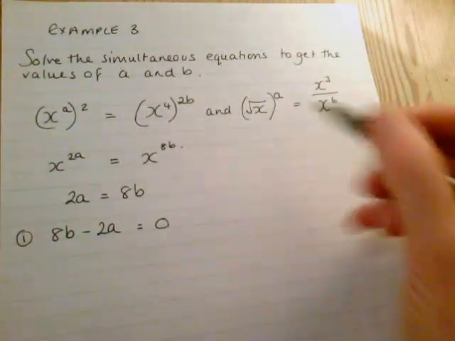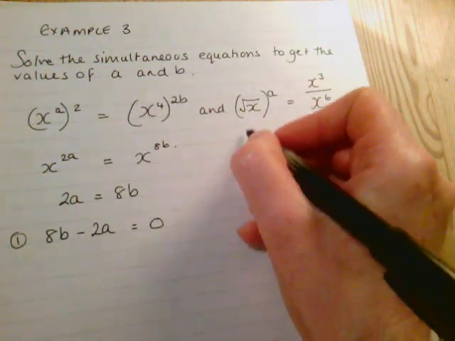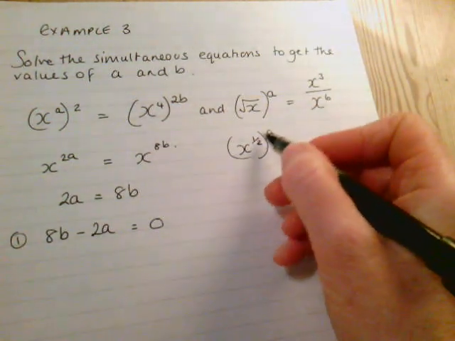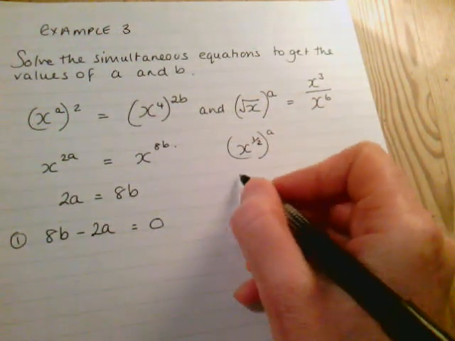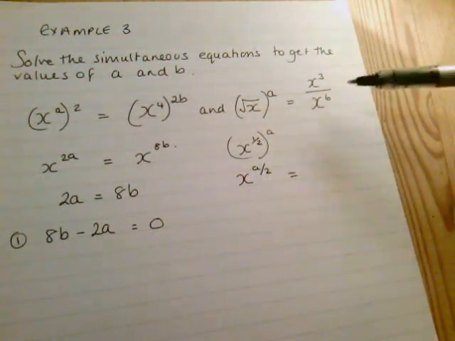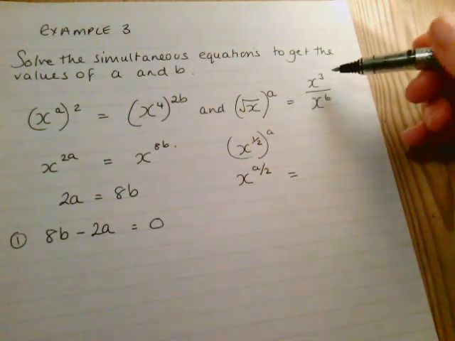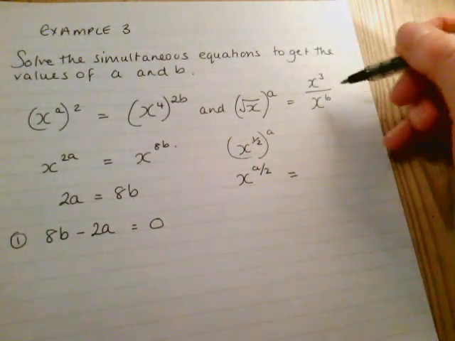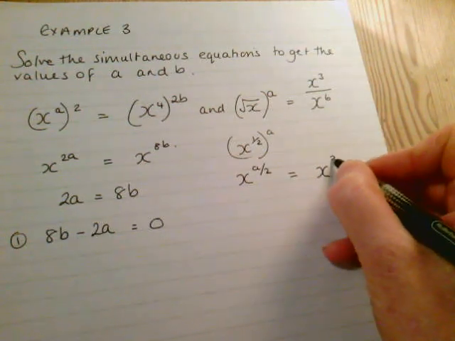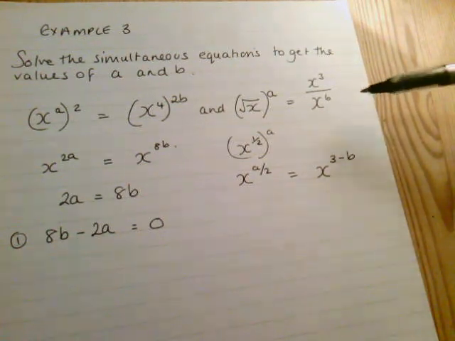Okay, so I'm going to go over to this one now. We know that root x is the same as x to the power of a half. So we've got x to the power of a half, to the power of a. We multiply powers together, which is going to give us x to the power of a over 2. And on this side, we've got x to the power of 3 divided by x to the power of b. So using index laws, we're going to subtract the powers. So 3 take away b is x to the power of 3 minus b. Okay, can't read my own handwriting there. It's definitely a b, not a 6.